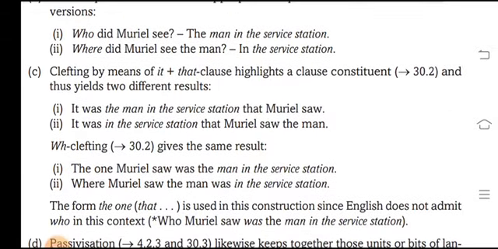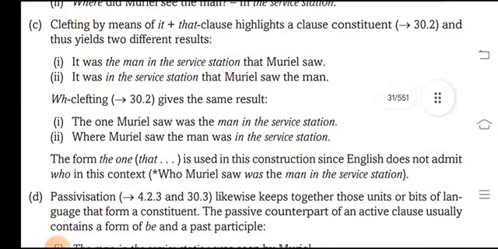Cleftings, by means of it-clefts and highlightings, the constituents yield two different results. It was the man in the service station that Muriel showed. It was in the service station that Muriel showed the man.